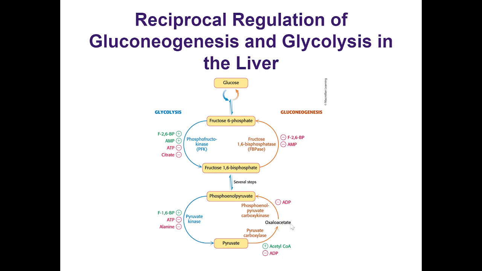This goes to oxaloacetate. The enzyme that would then take that oxaloacetate to phosphoenolpyruvate is right here, the phosphoenolpyruvate carboxykinase. This is actually going to be deactivated by ADP. Okay? And that's more of a case of I need the ADP for this reaction.